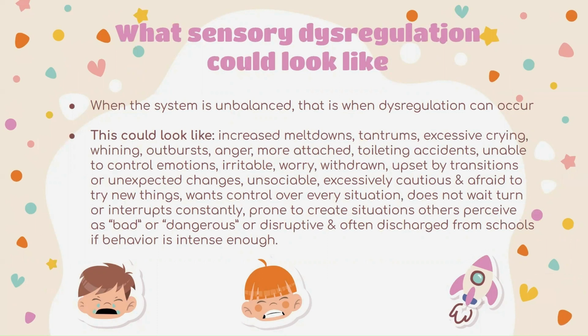Sensory dysregulation could look like increased meltdowns or tantrums, excessive crying and whining, anger or outbursts, more attached, toileting accidents, unable to control emotions, anxiety or worry, irritability, withdrawal, upset by transitions or unexpected changes, unsociable, excessively cautious and afraid to try new things, wanting control over every situation, not waiting for their turn or interrupts constantly, prone to create situations others perceive as bad or dangerous or disruptive, and often may be discharged from schools if their behaviors are intense enough. Behaviors that you might see are usually a clue as to what is going on in their nervous system.